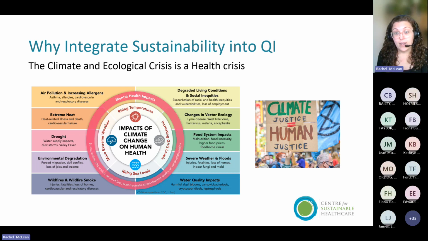We also know that these impacts are greater in vulnerable populations. That could include those with chronic health conditions, those with low income, from non-white and Indigenous communities, also children and the elderly, pregnant women. And so we can't have climate justice without social justice. And this might also be relevant for patients and service users that you work with.